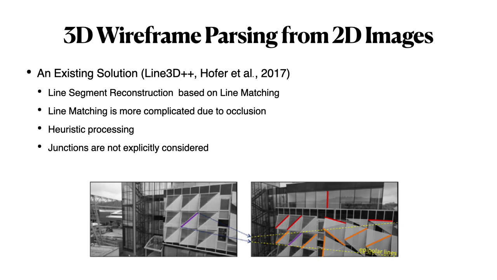In 2017, Hofer et al. proposed an approach, Line3D++, in which they achieve the goal of accurate 3D line reconstruction based on the correspondences of line segments across different views. However, due to the inherent difficulties of line segment matching, Line3D++ requires handling the view-dependent occlusion of line segments in a heuristic way. Accordingly, in our study, we are going to get rid of the inherent difficulties of line segment matching to compute 3D wireframes from 2D images.